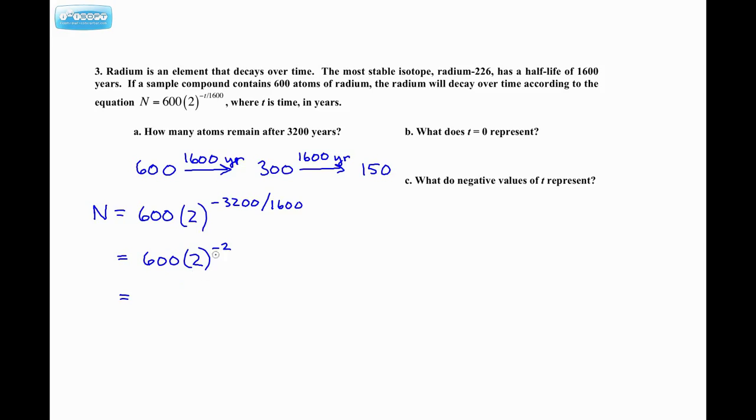Well, 2 to the power of negative 2, remember that negative 2 has no effect on the 600. That can be thought of as invisible 1 over 2 to the power of 2. And 2 to the 2 is just 4. So that gives you 150.